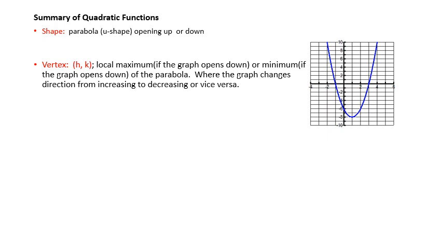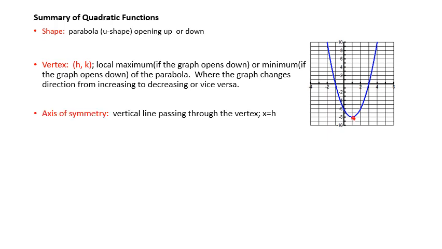The vertex, remember, is the point where the graph changes direction. So on this graph, I'm going to mark the vertex with a red dot right there. So the vertex of this parabola is (1, -8), right there where the red dot is. It can be a maximum or a minimum of the graph, depending on which way the graph opens, and it's where the graph changes from increasing to decreasing or vice versa.